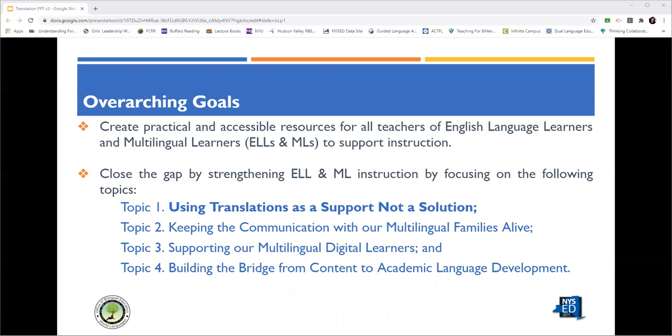The Strengthening English Language Learner and Multilingual Learners Work Group has established the following overarching goals. We hope to create practical and accessible resources for all teachers of English language learners and multilingual learners in order to not only support your instruction, but to support student learning. We want to contribute to closing the gap by strengthening ELL and ML instruction by focusing on the following topics, which is using translations as a support, not a solution, keeping the communication with our multilingual families alive and strong, supporting our multilingual digital learners, and finally, building the bridge from content to academic language development.